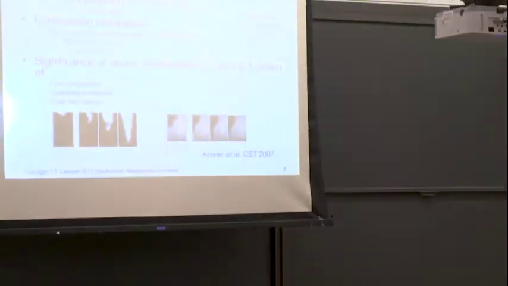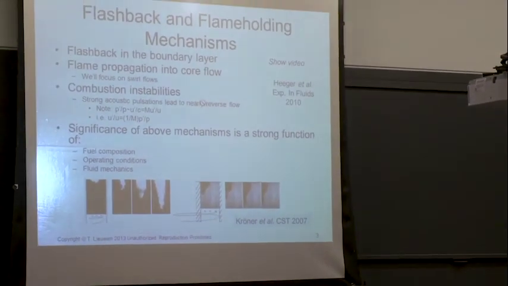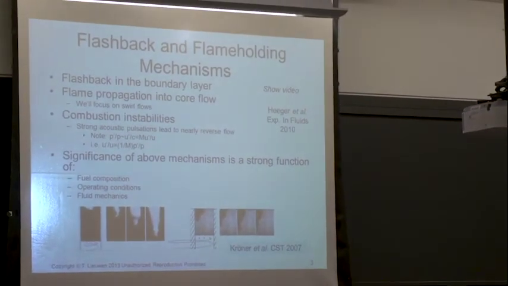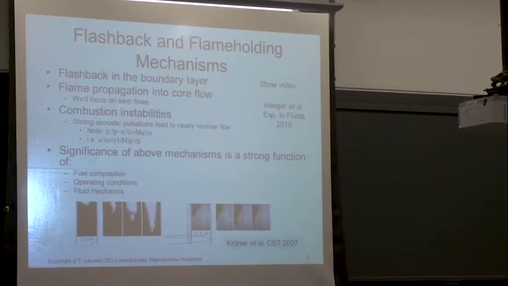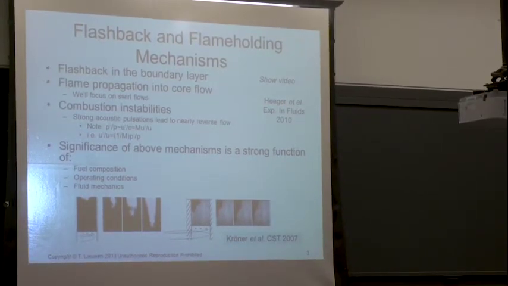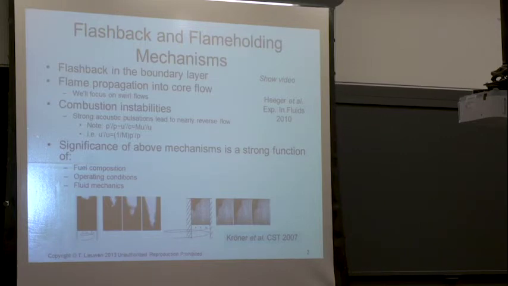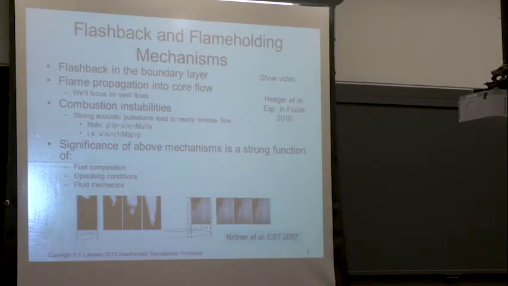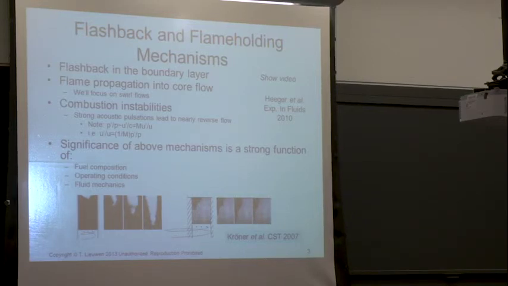So let's talk a little bit about this. There are three basic mechanisms that lead to flashback. You can have flashback in the boundary layer, right? In the boundary layer, the flow velocities go way down, and potentially, if your flame speed doesn't fall faster than the flow velocity, you could have a flame shoot upstream in your boundary layer.